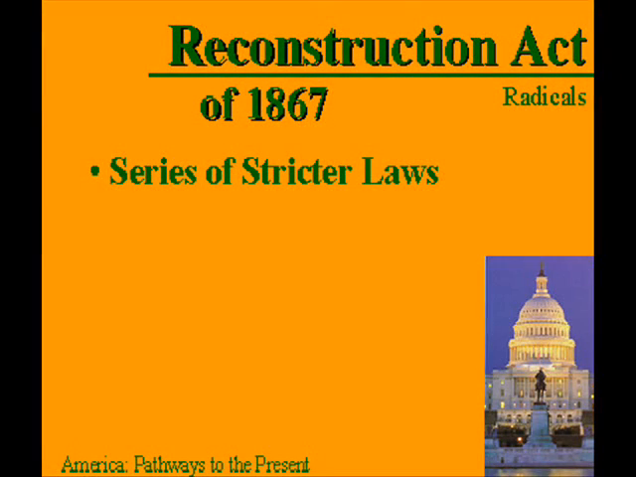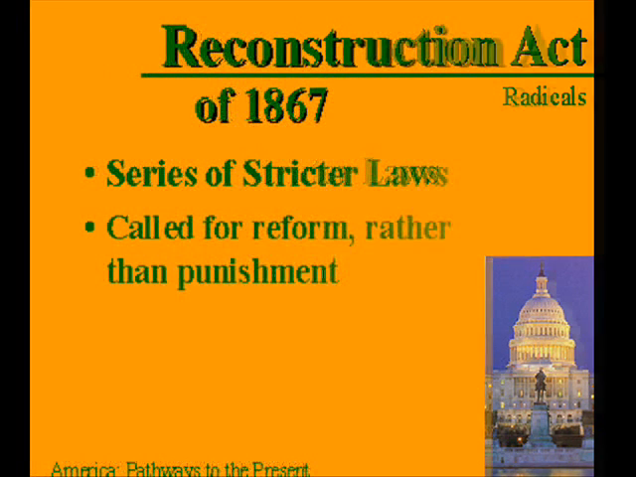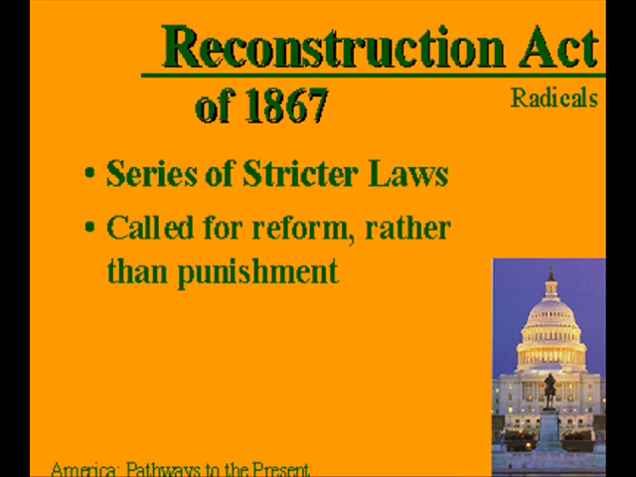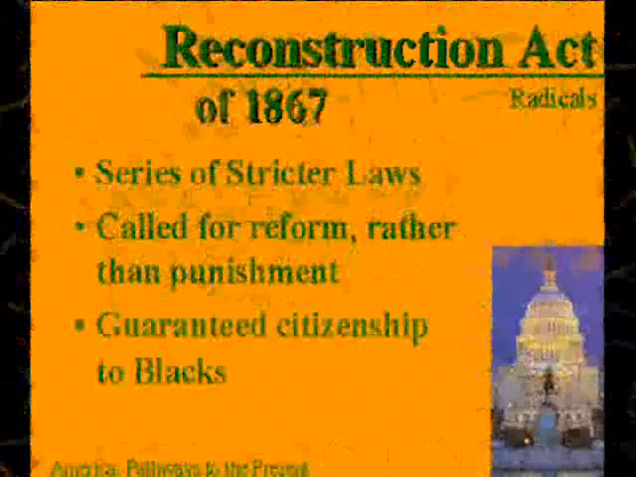Punishment was not really the idea of Reconstruction. As a response to the lack of progress in Johnson's plan, Congress passed the Reconstruction Act of 1867, a series of stricter laws that called for reform rather than serious punishment. The Reconstruction Act required the South to be under military rule governed by a Northern general, required the South to hold elections for delegates to create new state constitutions, and required all states to allow qualified male voters, including African Americans, to vote in these elections.